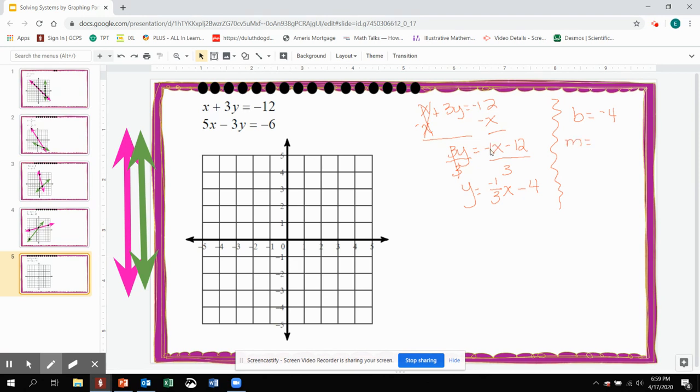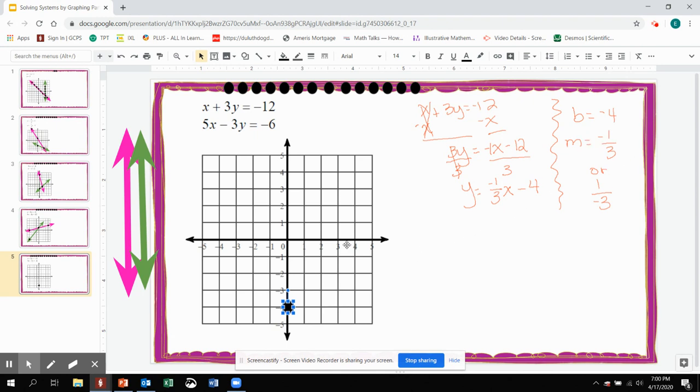My slope is -1/3. I wrote it so that the negative was in my numerator, but it also can be written so that the numerator is positive and the denominator is negative. Now if I graph this, I'm going to start at my y-intercept, which is -4, so I'll go down to -4, and then I'm going to use my slope to find some more points.